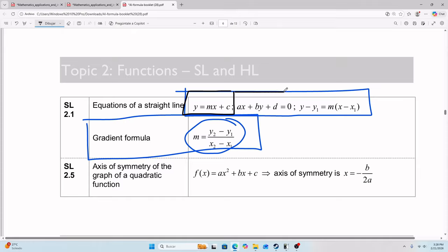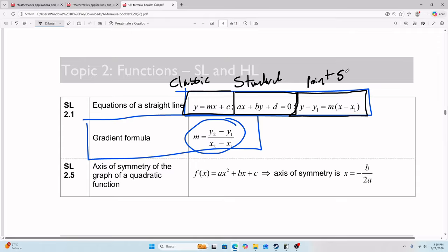You have ax plus by plus d equals 0, which I think was standard form or something. And then you have y minus y1 equals m, parentheses, x minus x1, which is the point slope formula. So this one, I don't know the actual name, we're just going to call it the classic, the first one we learned. This one I think was standard, and this one is going to be point slope.